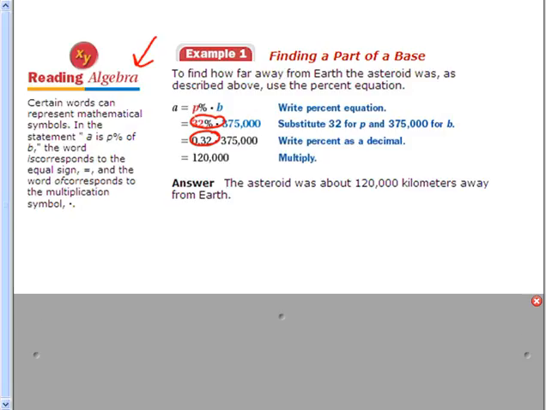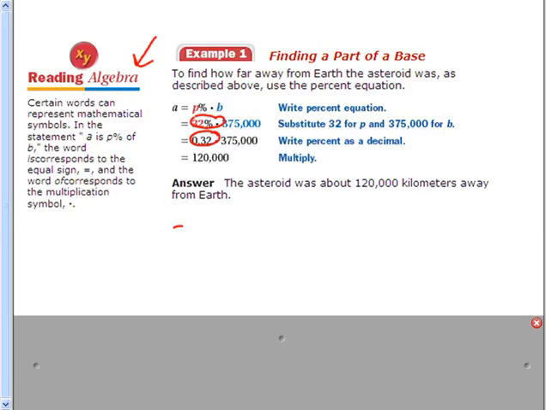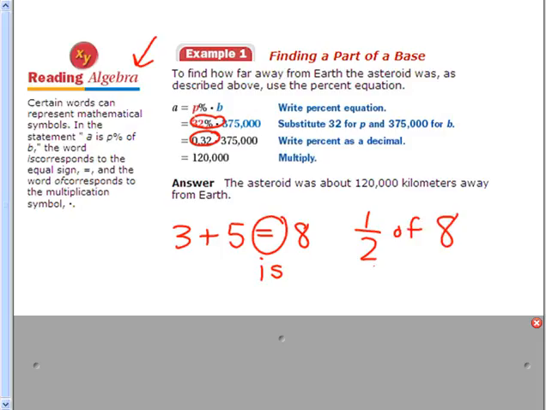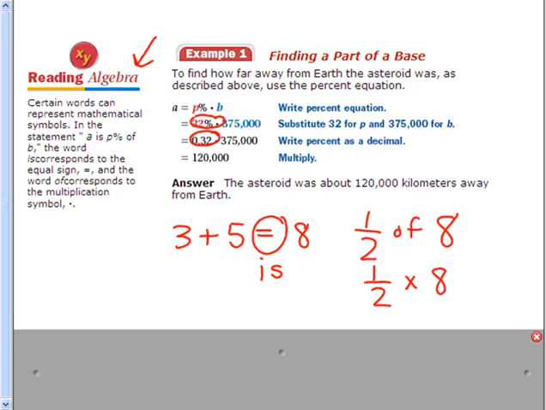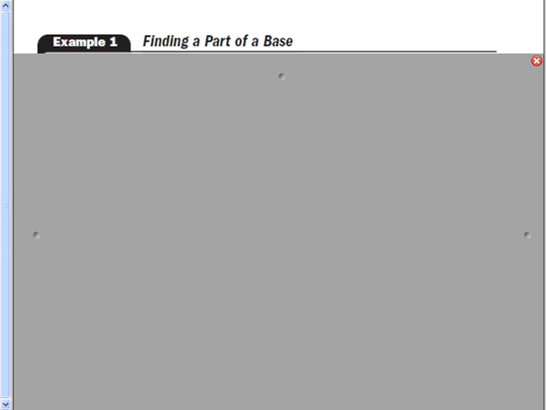We've heard that before. For example, we know 3 plus 5 is 8. Is a word that can be thought of as equals. We also have done things like 1/2 of 8 means 1/2 times 8. So we've heard those things before. They're just showing us how that corresponds to our new percent equation.